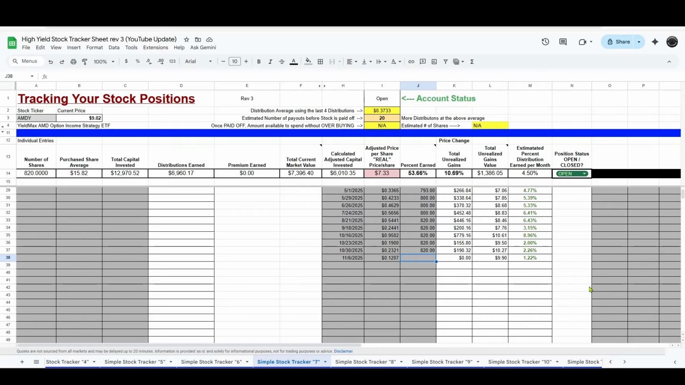AMDY, I can enter in the full number of 820 shares. So that real price per share of $7.33 now becomes $7.21.